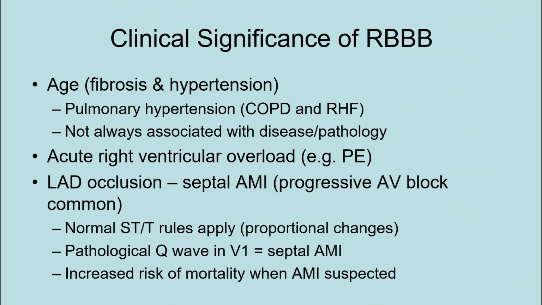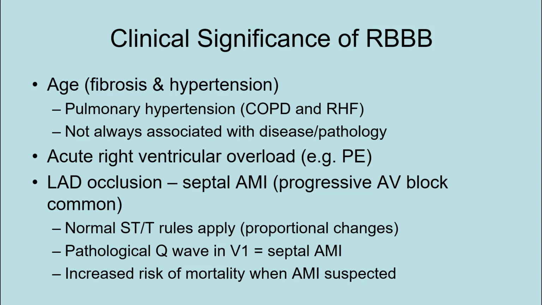Right bundle branch block is not normally a concerning finding. It's most associated with age or the pathology of aging with fibrosis, and it can be associated with pulmonary hypertension, and that is common in the setting of COPD or right heart failure or valve issues that affect the right side of the heart. In acute settings, a right bundle branch block can be caused by right ventricular overload, and this can occur with, say, a pulmonary embolism.